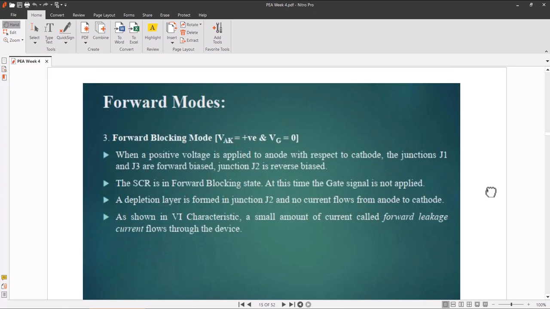Forward blocking: when VAK is positive but VG is 0. Okay, there is no gate triggering. When a positive voltage is applied to the anode with respect to the cathode, the junctions J1 and J3 are forward biased. J2 is reverse biased. The LASCR is in the forward blocking state. At this time, the gate signal is not applied. A depletion layer is formed in the junction J2 and no current flows from anode to cathode. As shown in the VI characteristic, a small amount of current called the forward leakage current flows through the device, because in a practical switch we have a leakage current in the off state.